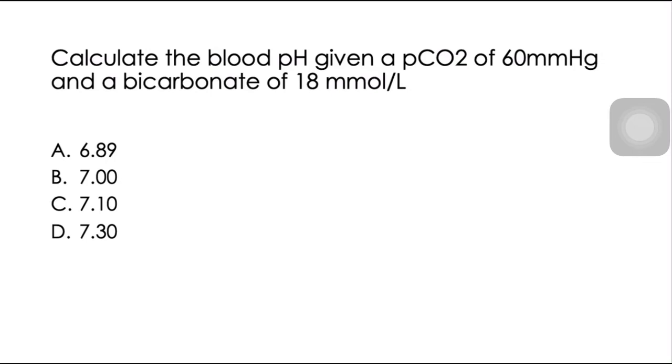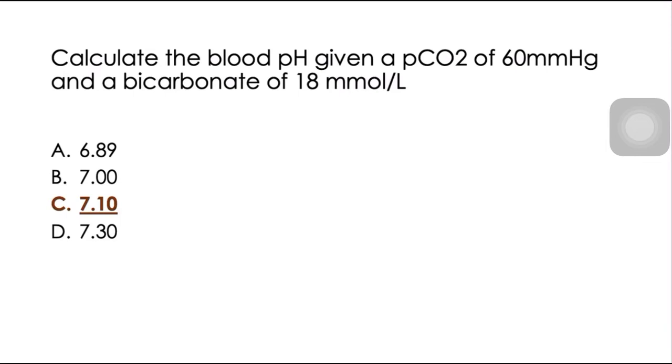So 60 times 0.03. Okay, so pH is equal to 6.1 plus the log of 18 over, what is 60 times 0.03? It is 1.8. Okay, so the log of 18 divided by 1.8, then plus 6.1, so the pH here is 7.1, or 7.10. So we have letter C. Did you get that? Letter C, 7.1 or 7.10.